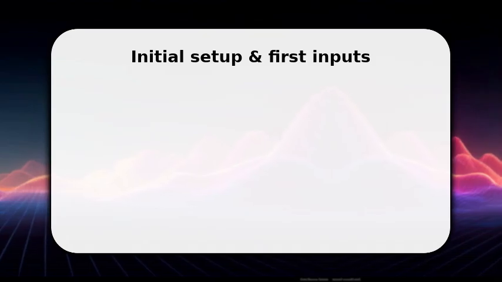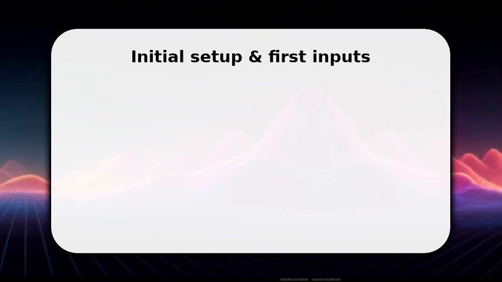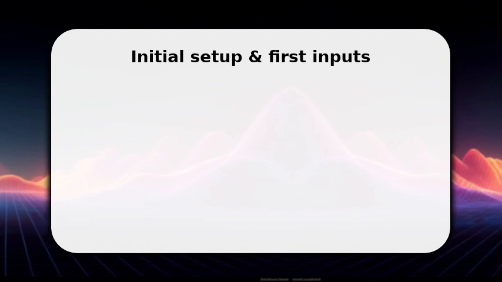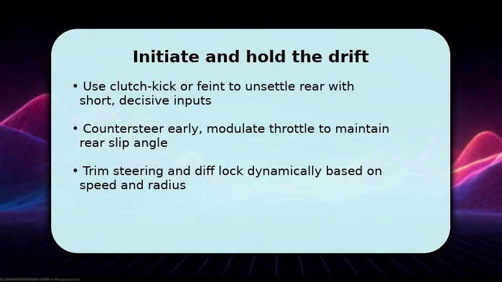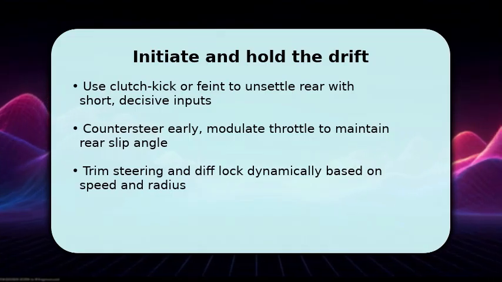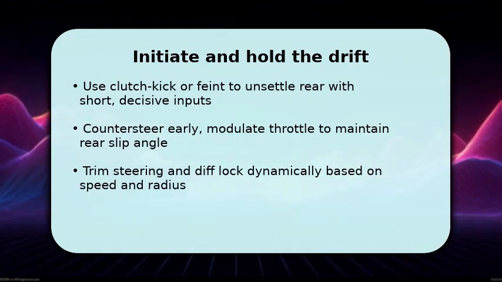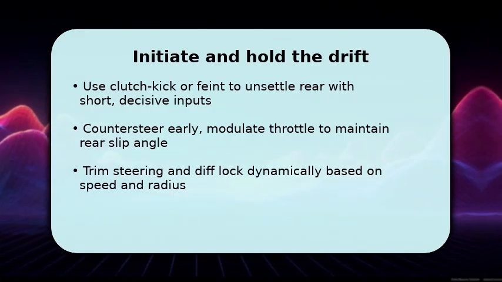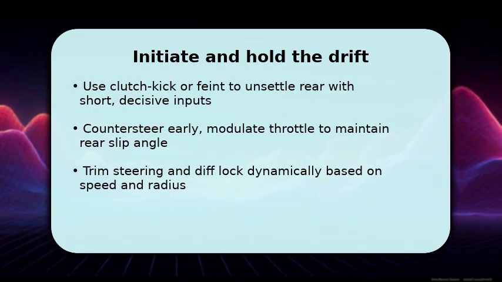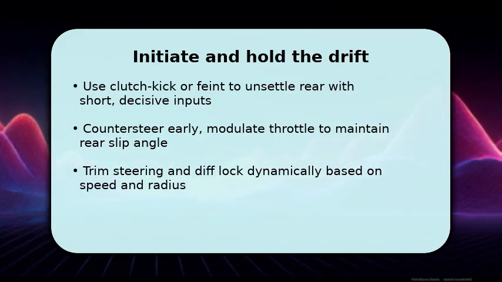These first changes immediately let you initiate controlled slides instead of random spins, and they prepare the car for consistent counter-steer work. You want to unsettle the rear cleanly. Use a clutch kick or a quick feint to shift weight and break traction. Immediately after initiation, counter-steer to catch the rotation. Start early, then reduce input as the car stabilizes.